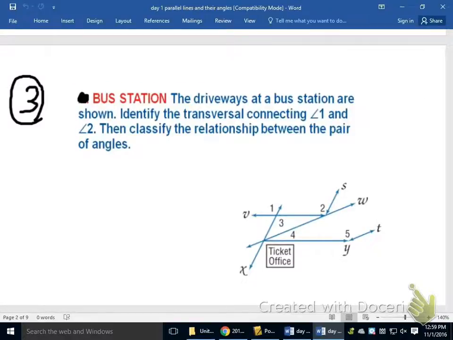All right, so we're to identify the transversal connecting angle 1 and angle 2. So the transversal will always be the line that both of the angles have in common. So angle 1 here involves line V and line X as the intersection for angle 1. For angle 2, it's line S and line V. Now, a common side for both of those angles was line V. That is, in fact, the transversal for angles 1 and 2. So I'm going to say that line V is the transversal. When you're naming a line, it's a lowercase letter and it's italicized.